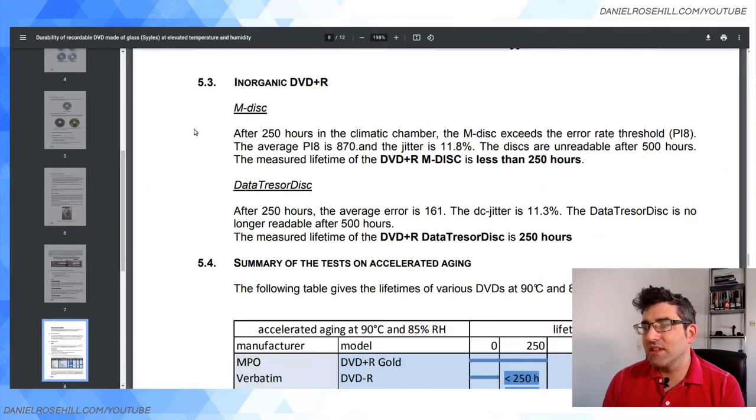M-Disc. And this is where that Wikipedia is referencing from. After 250 hours in the climatic chamber, the M-Disc exceeds the error rate threshold as specified in P18. The average P18 is 870 and the jitter is 11.8. The discs are unreadable after 500 hours.